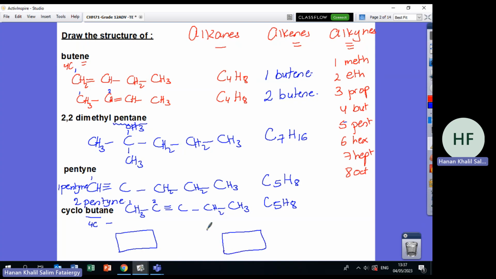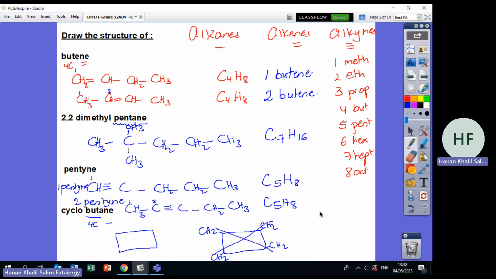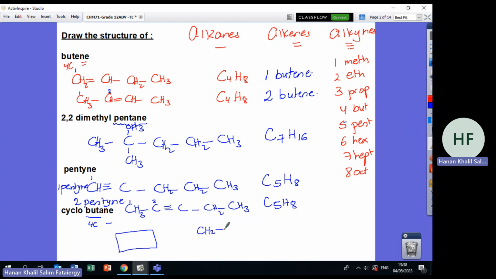If you do this and then you put CH2, CH2, CH2, CH2, this will be assumed as if you have branches at the corners. So this is not correct. You can either draw your cyclic shape as a square and that's it, or if you want to put the C's, you can put CH2 bond CH2 and then bond CH2 and then bond CH2 and then bond. This one is okay, this one is okay. But if you confuse this one with this one, it will not be correct. So this is called cyclobutane.